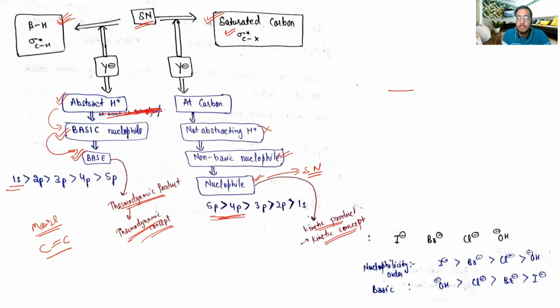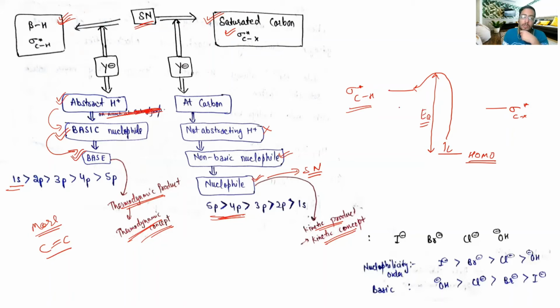Also, from the MO diagram, you know that sigma star CH is here and sigma star CX is here, and suppose the electrons of the nucleophile are here, in the HOMO. If we have more energy in our reaction mixture, then it can easily reach this product, easily overcome the activation energy (EA) required to get this more stable alkene product, and donate its electrons into the sigma star CX. Therefore it is called the thermodynamic product.